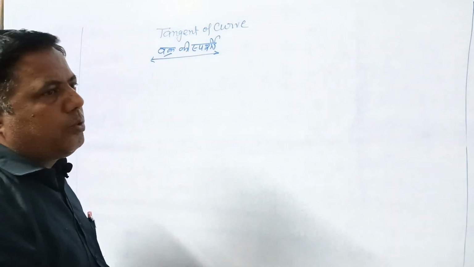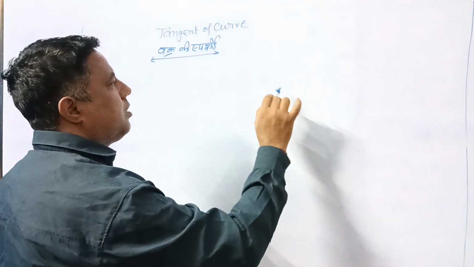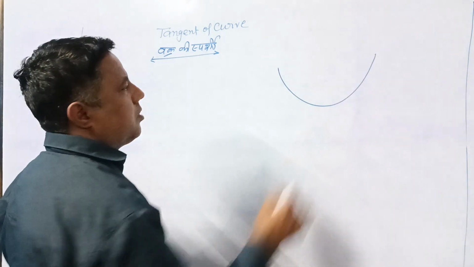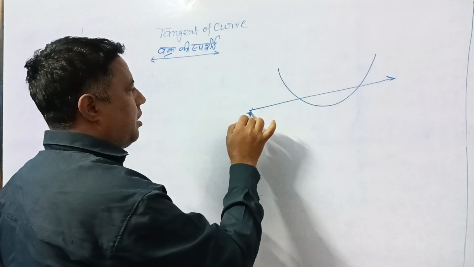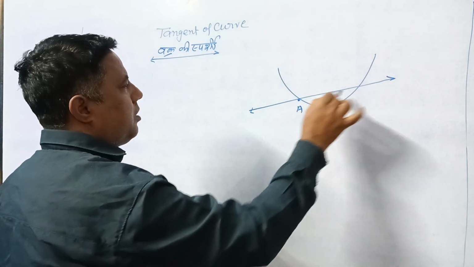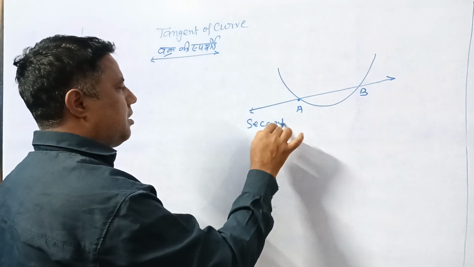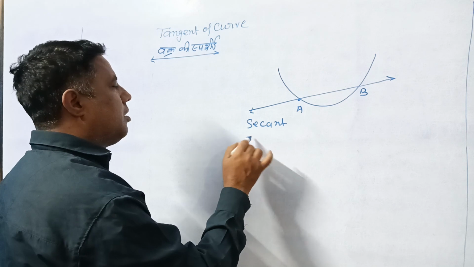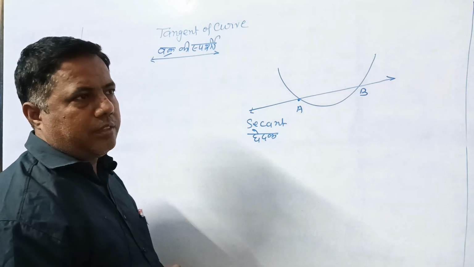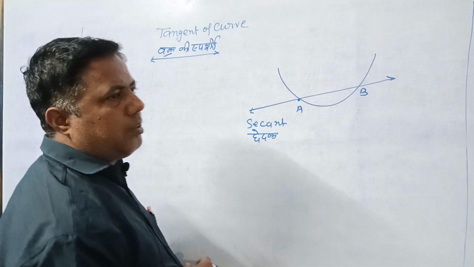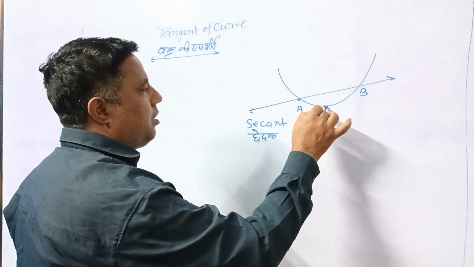Before that, we have to know what a secant is. Let us suppose this is the curve. Then the line intersects it at 2 points, A and B. Then it is known as a secant, or chhedak. That is a secant line. A line that cuts the curve at two or more points is known as a secant. Let us suppose this is the point.